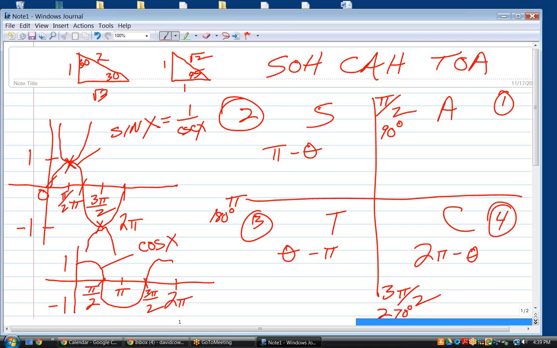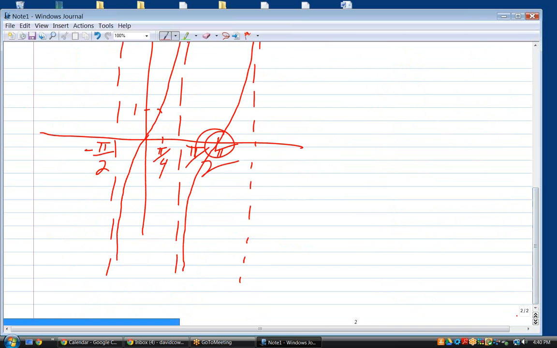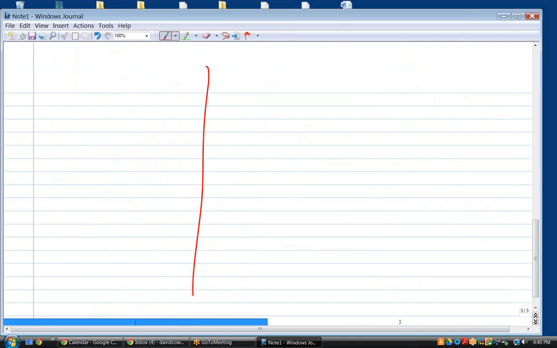Wait, so what would be like the cosecant of pi then? Well, cosecant of pi would be undefined because you're dividing by 0. In other words, because cosecant of x is equal to 1 over sine of x, when you plug in pi for x, you got 1 over 0. And therefore, the cosecant curves have also vertical asymptotes in them.